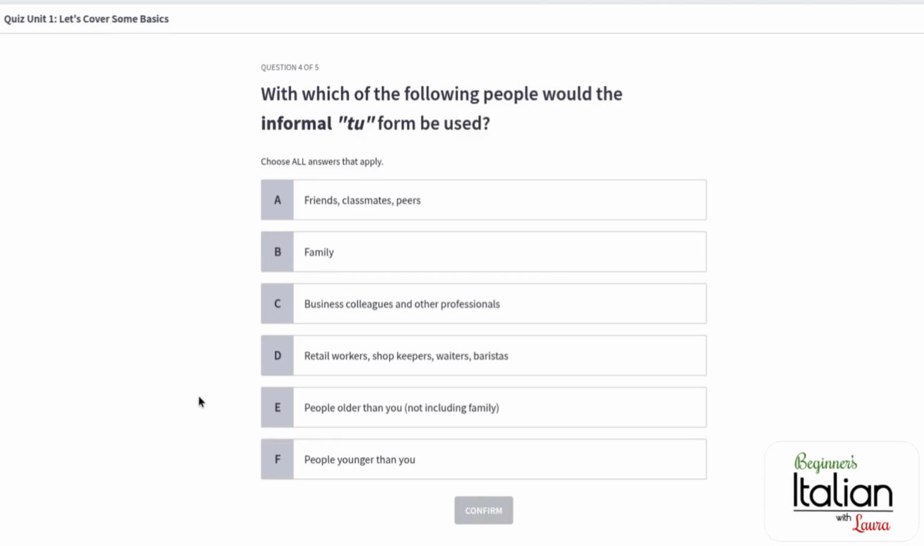Okay, number 4. With which of the following people would the informal tu form be used? Choose all answers that apply. So we have letter A, friends, classmates, peers. Letter B, family. Letter C, business colleagues and other professionals. Letter D, retail workers, shopkeepers, waiters, and baristas. Letter E, people older than you, not including family. And letter F, people younger than you.